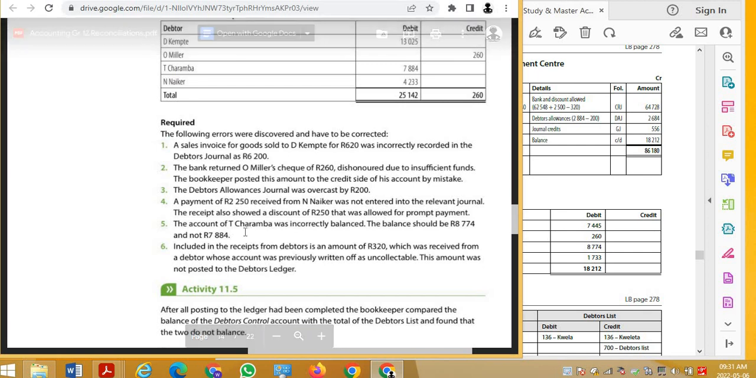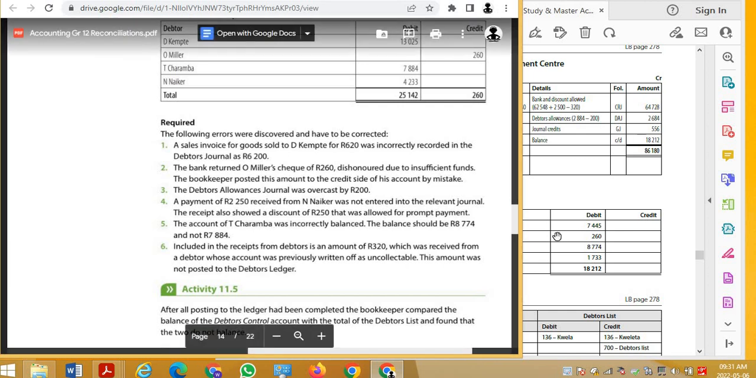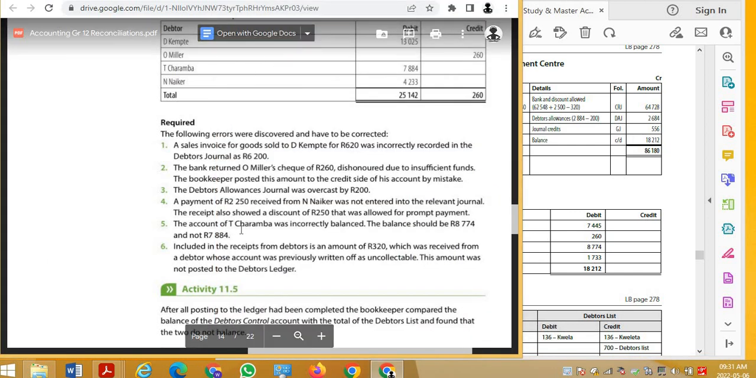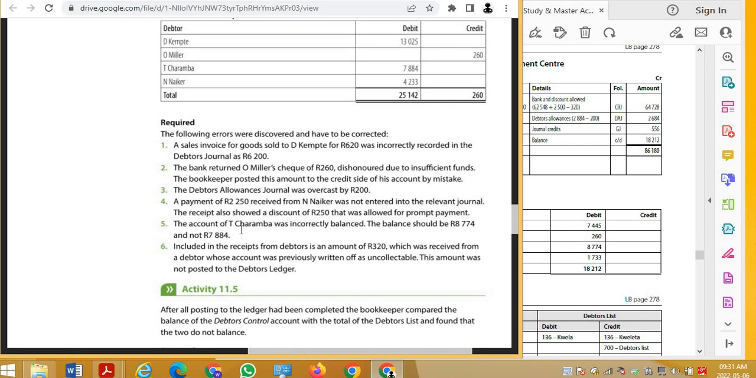The account of Charamba was incorrectly balanced. The balance should be 8774 and not 7884. This is an individual account that needs to be changed. 890. You see, it's got nothing to do with the debtors control. It's an individual account that was done incorrectly. This person's balance is incorrect and we have to change it. But the totals are fine in terms of the debtors control. Just an individual this time.